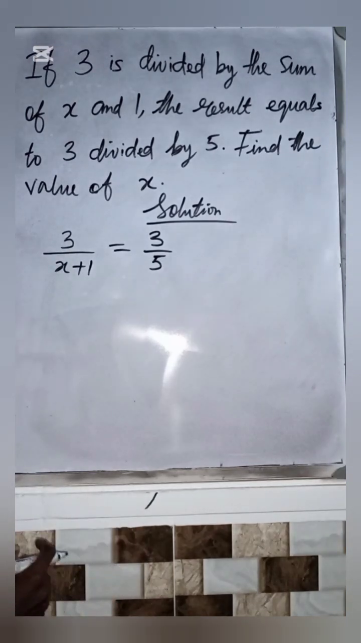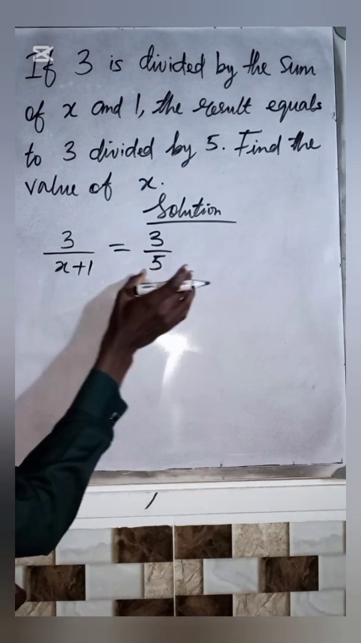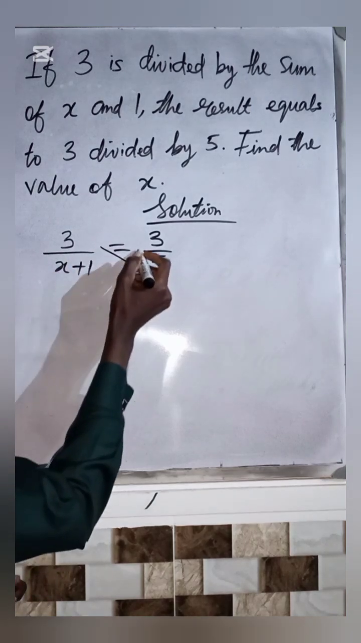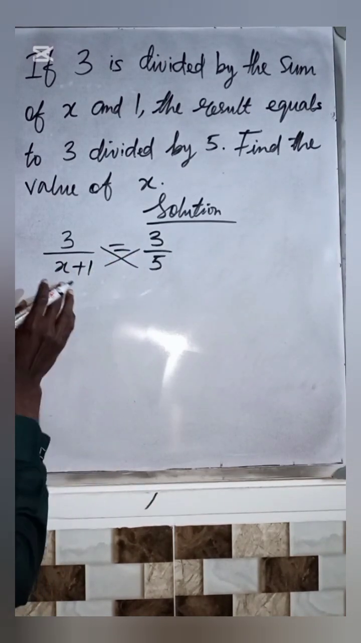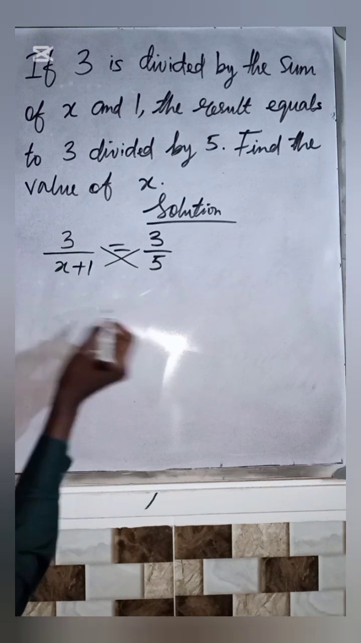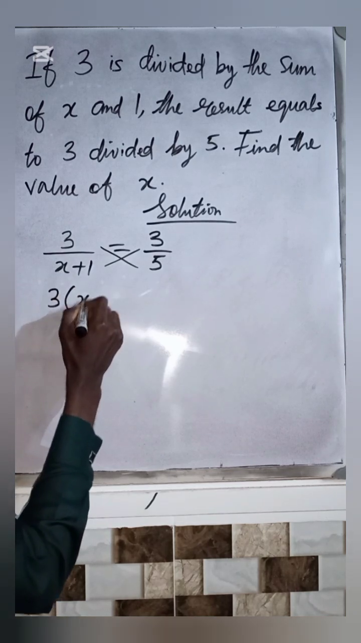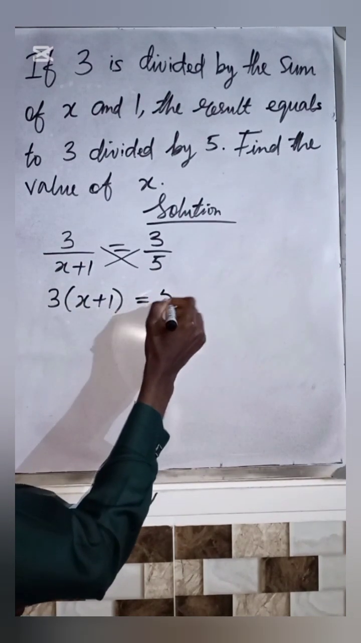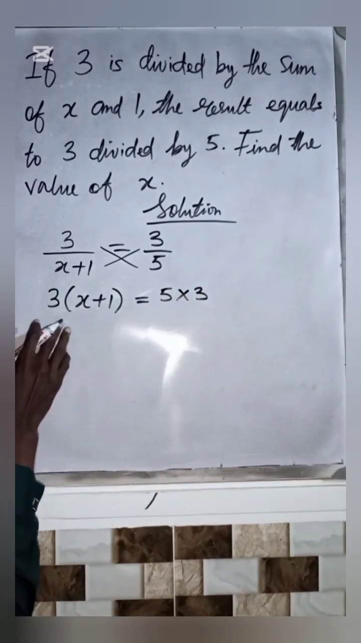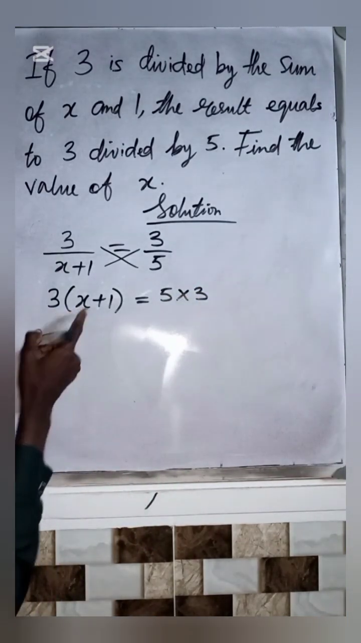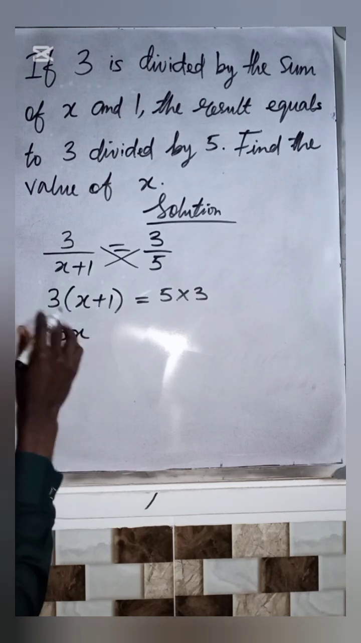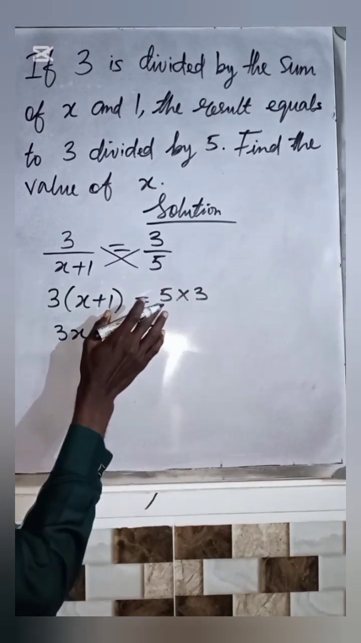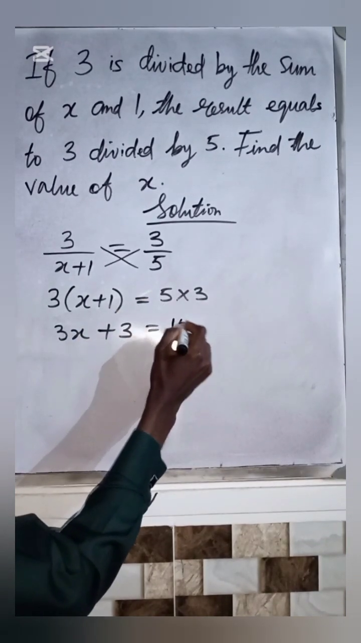So how do we solve this? Since we have a single fraction on both sides of the equation, we can simply cross multiply. So when we cross multiply, we have 3 multiplied by x plus 1. I'll write it this way: 3 into x plus 1 equal to 5 multiplied by 3. Now when we open this parenthesis, we have 3 times x, 3x, 3 times 1 plus 3, equal to the product of 5 and 3, which is 15.